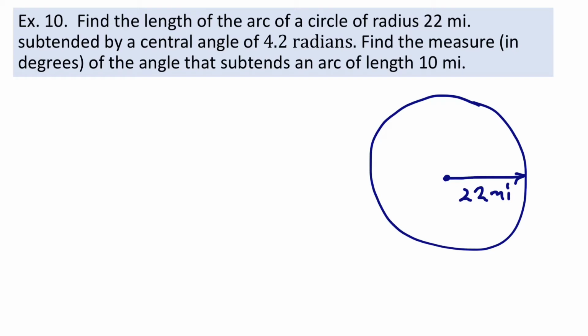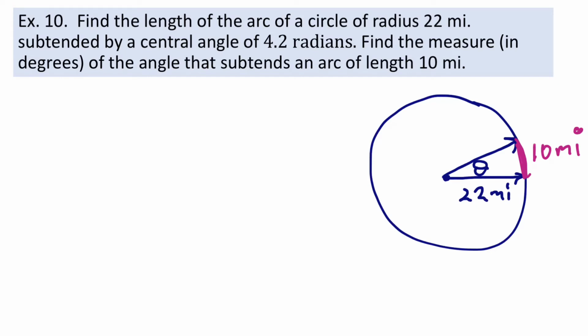Second part of this problem says find the measure in degrees of the angle that subtends an arc of length 10 miles. So 10 miles is roughly half of the length of the radius, which is 22 miles. So if I imagine that 22 miles as a piece of string on the outside of the circle here, halfway would be about right there. So I'm just going to draw a rough sketch. So this is my angle theta here. So let me put my 10 miles on here. This distance is said to be 10 miles.